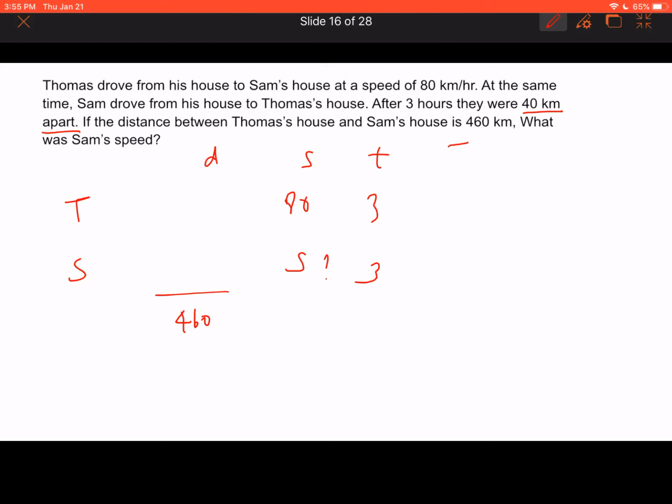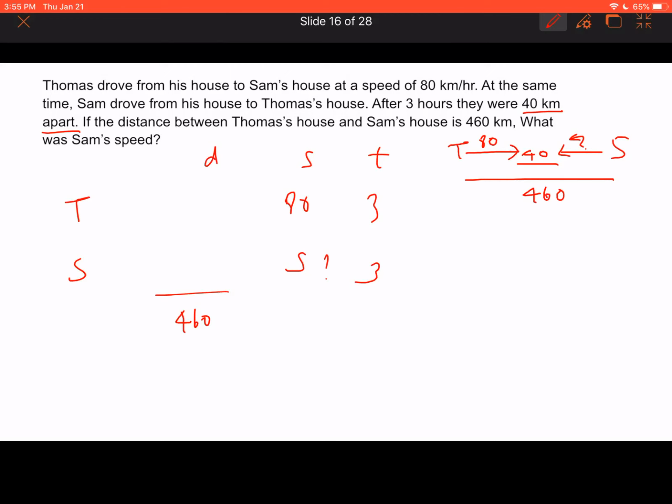So Thomas is traveling to Sam's house and Sam is traveling to Thomas' house. He is traveling at a speed of 80 km per hour, and the other speed we don't know. After 3 hours they have not met at the same point. They are at a distance of 40 kilometers between them, and they have traveled some distance. And the total distance is 460.